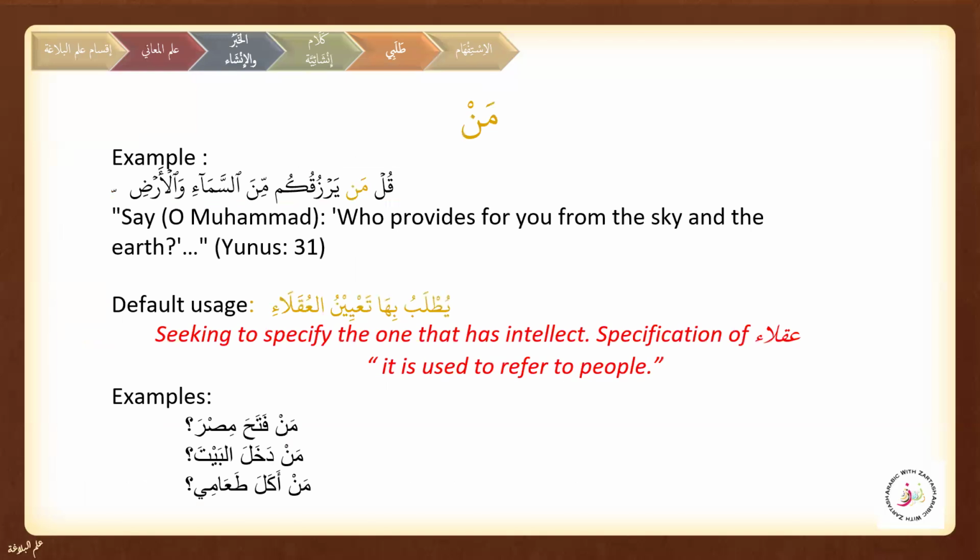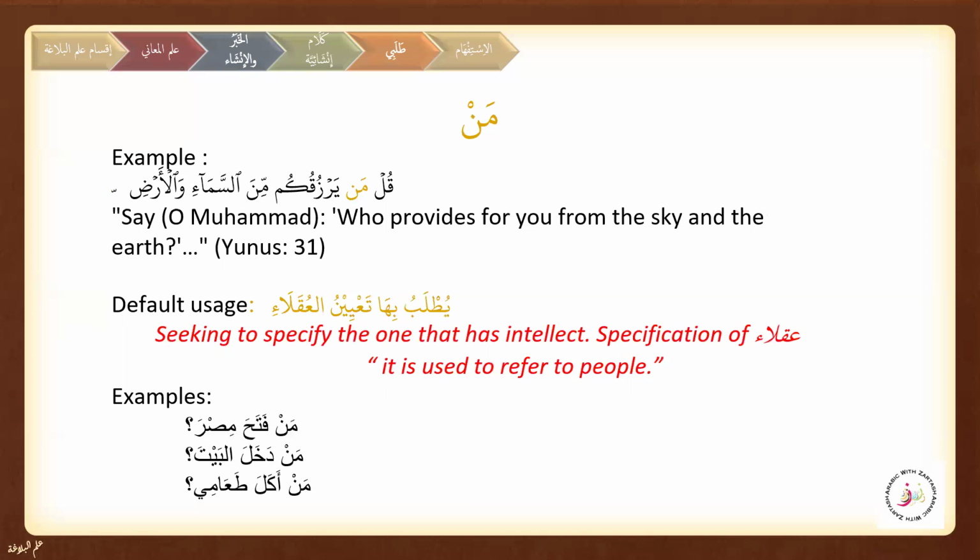Now let's see man. Man is the default use, as we usually see. Qul man yarzuqukum minas samai wal ardi. So say, O Muhammad sallallahu alaihi wasallam, who provides for you from the sky and the earth? Surah Yunus, ayah number 31. So here, "who" is just the general or default use of man.